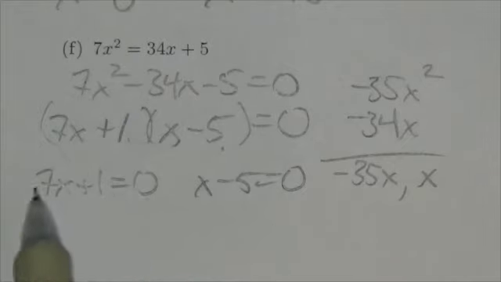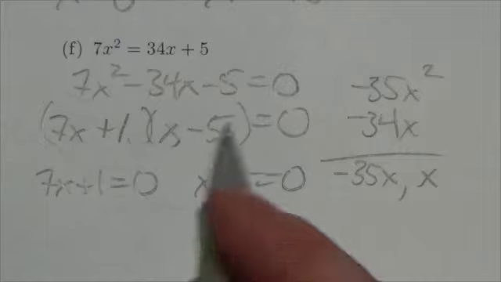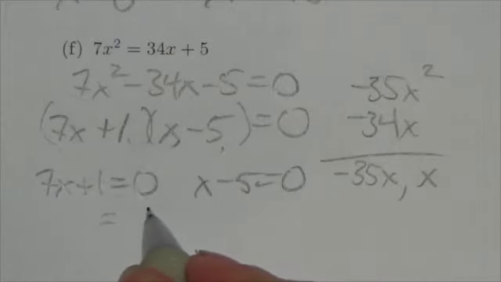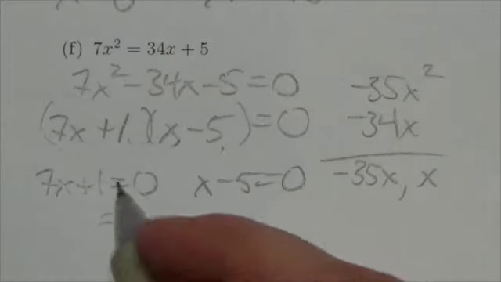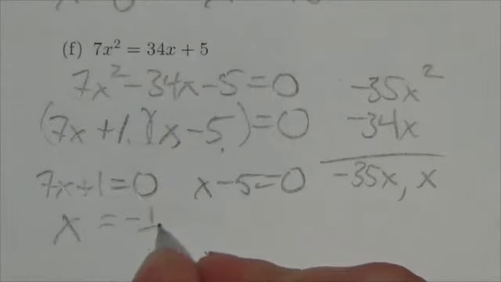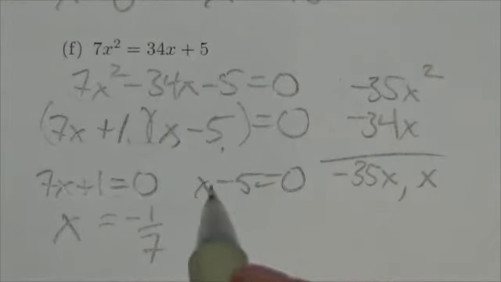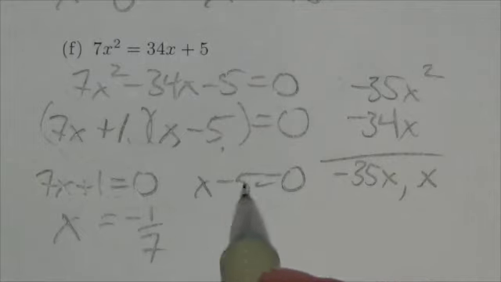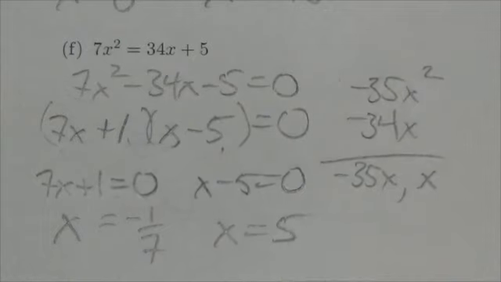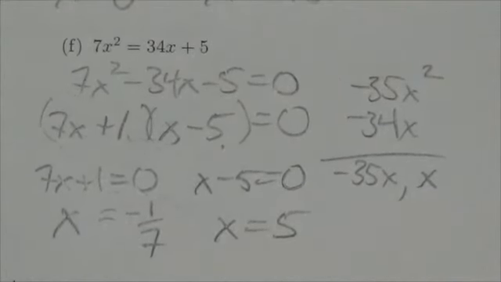So for this first one, if 7x plus 1 is 0, if I bring that 1 over, that'll be negative 1. I would divide by 7. So my first solution would be negative 1/7. And the second expression, x minus 5 goes to 0. Well, bring the 5 over. That happens when x is equal to positive 5. And so my two solutions here are negative 1/7 and positive 5.